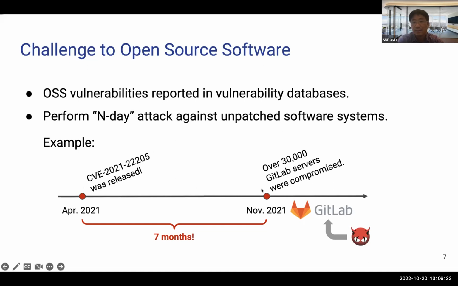For example, in this GitLab DDoS attack, one CVE was reported in April 2021. After 7 months, an attacker launched a DDoS attack that compromised over 30,000 GitLab servers. This means that during these 7 months, more than 30,000 GitLab servers had still not fixed this already identified vulnerability. So this is one example of an n-day attack.